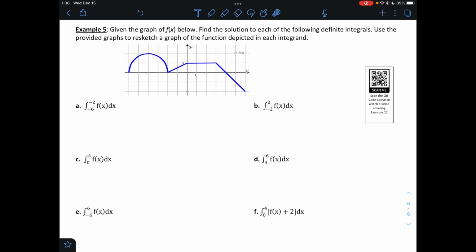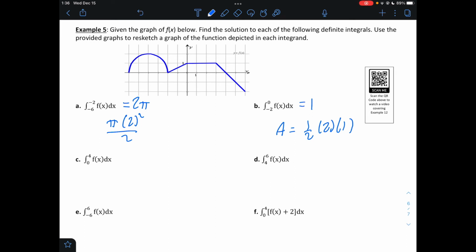So the first one says from -6 to -2. That's just this shape right here, which is just a semicircle. So our area is going to be pi r squared over 2, which is 4 pi over 2, or 2 pi. For B, we have -2 to 0. So that's this triangle right here. Our area is going to be 1/2 times the base times the height, which is 1.